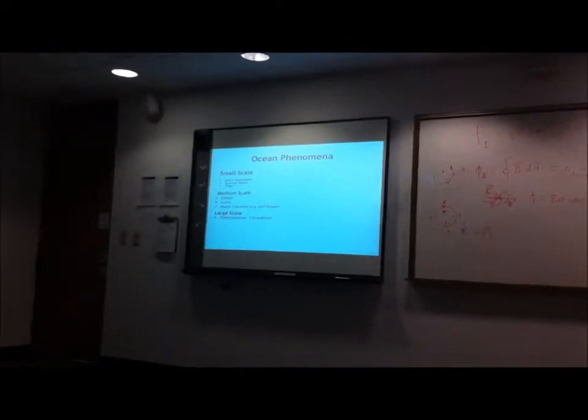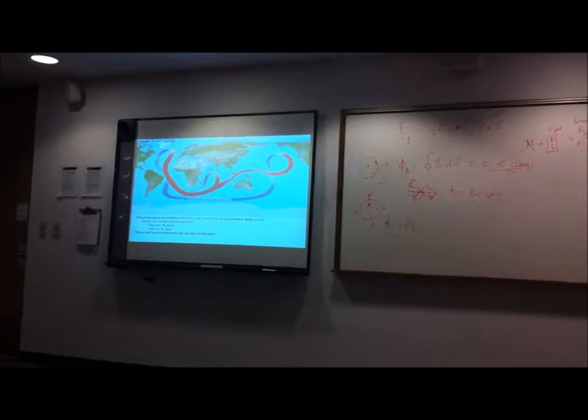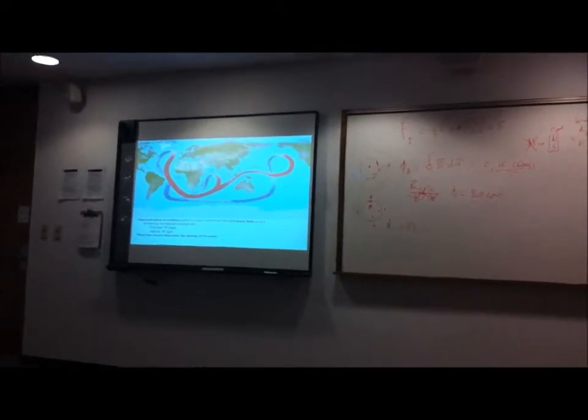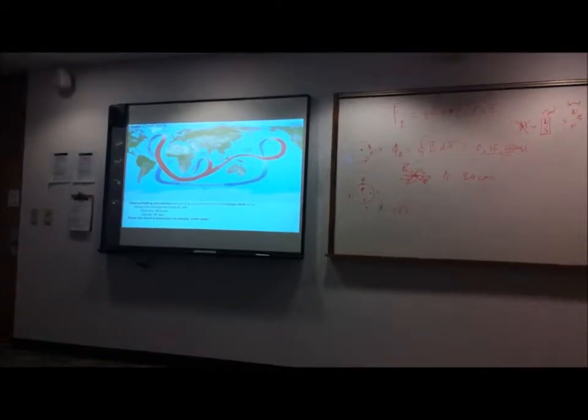Basically there are 3 ocean phenomena scales: small scale, medium scale, and large scale. The large scale is the thermohaline circulation, which is also known as the conveyor belt. It is driven by the temperature and salt of the water. Thermo stands for heat, as we all know, and haline stands for salt.